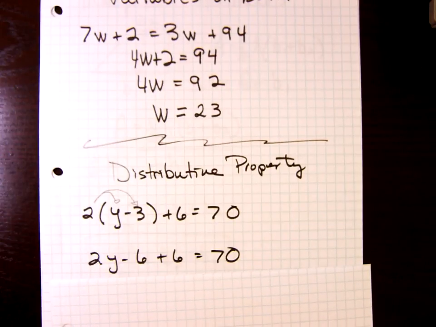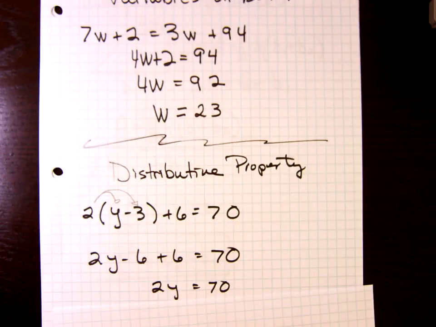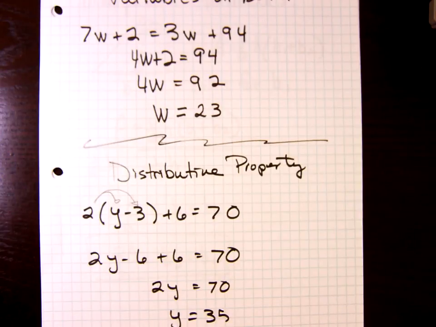So our next step gives us 2y minus 6 plus 6. 2y equals 70. So what does y equal? Of course, 35.